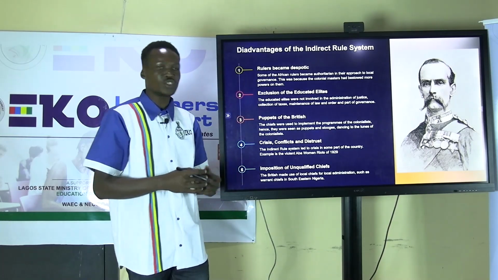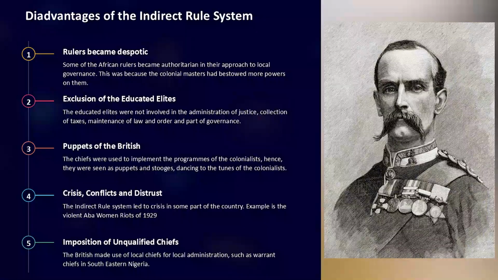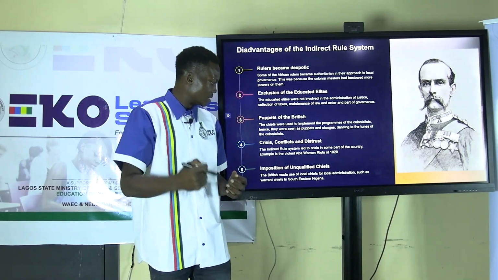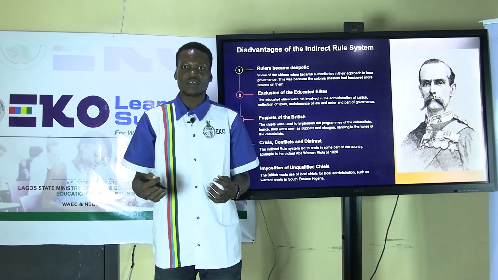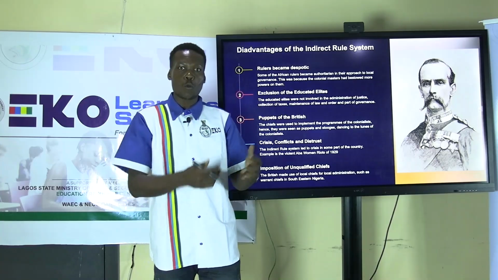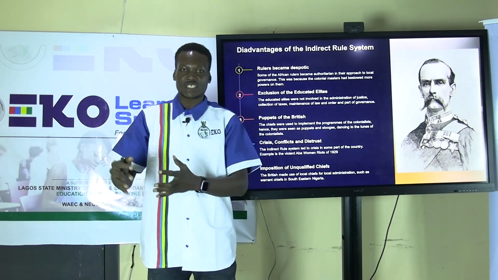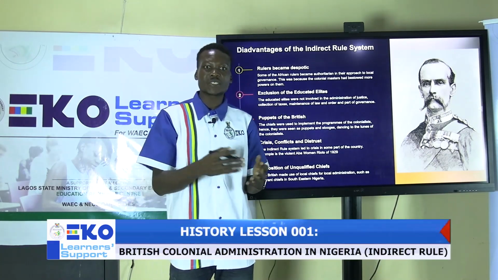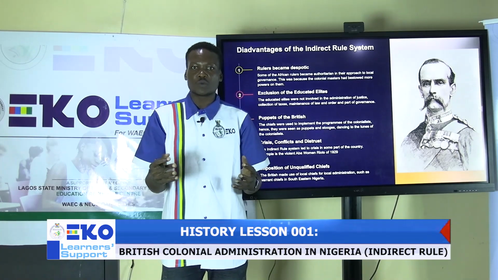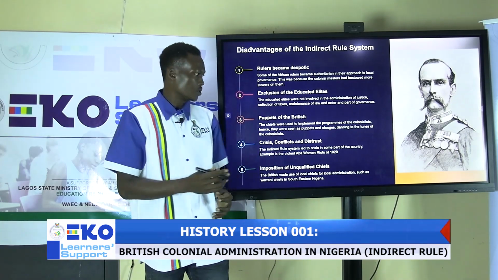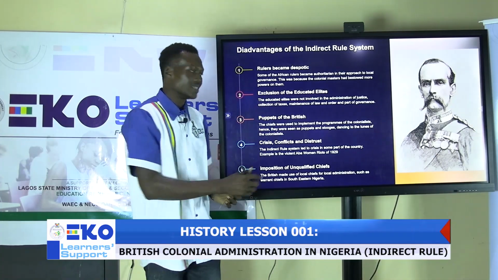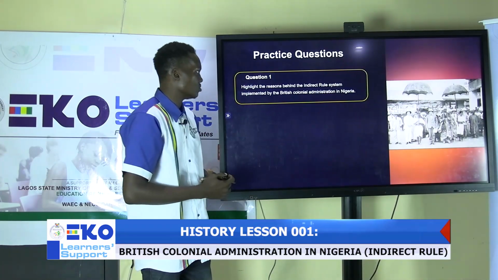Then also, imposition of unqualified chiefs. There were some chiefs that were not qualified, but because the colonialists needed the local authority to work for them, they had to start appointing unqualified chiefs. For example, in the East, where warrant chiefs were in charge of collection of tax, which was not supposed to be so. So these are the advantages and disadvantages of the indirect rule system.